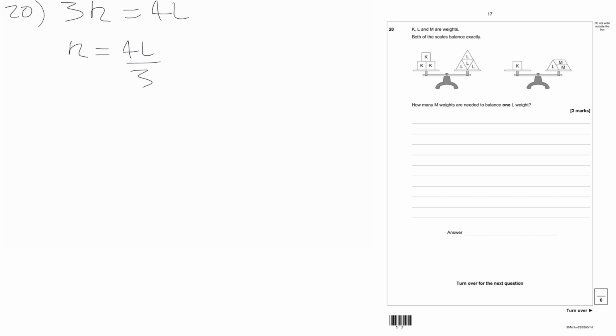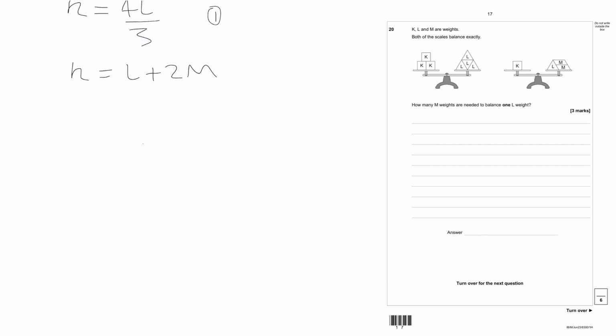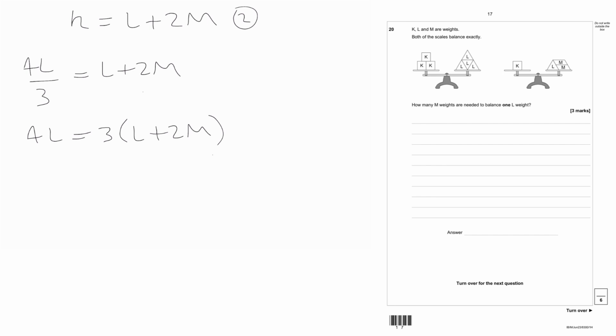And we also know that K is equal to L plus 2M from the diagram on the right-hand side. So now we have K equals 4L over 3, and we have that K is equal to L plus 2M. So if I call this 1 and this 2, we can equate these two. So we can say that 4L over 3 equals L plus 2M, and this means that 4L equals 3L plus 2M, which is 3L plus 6M.